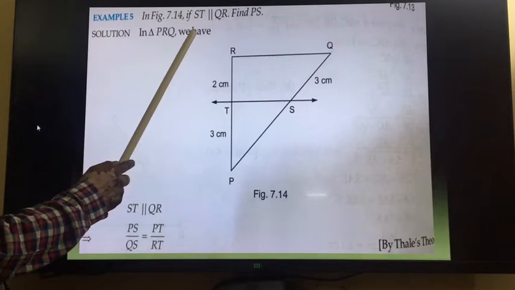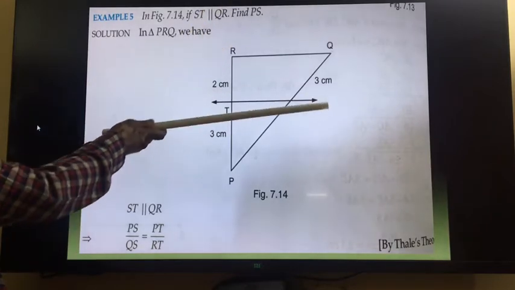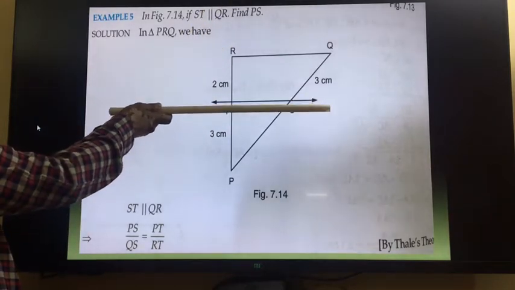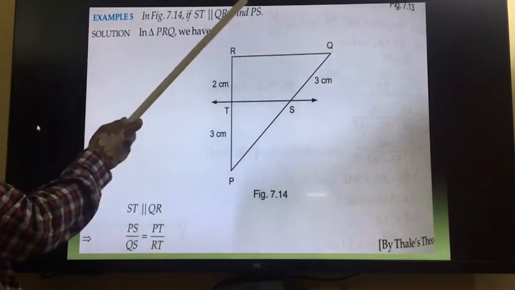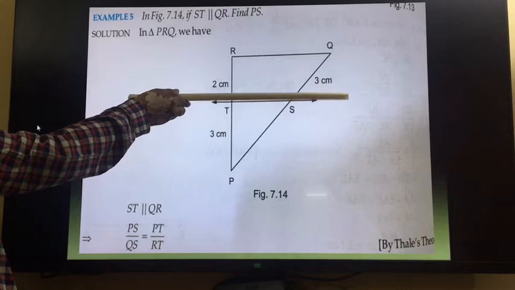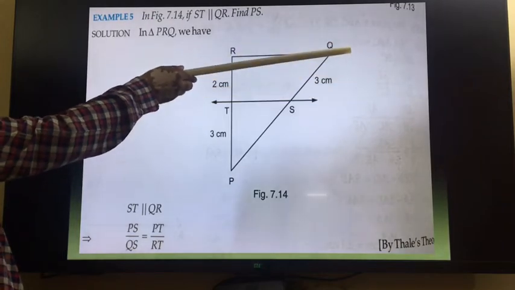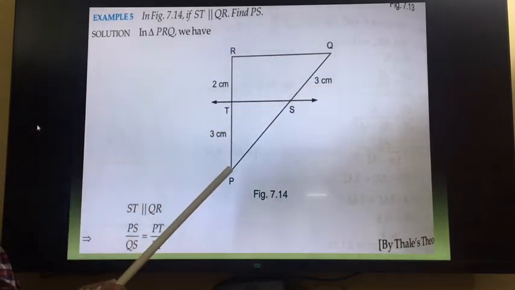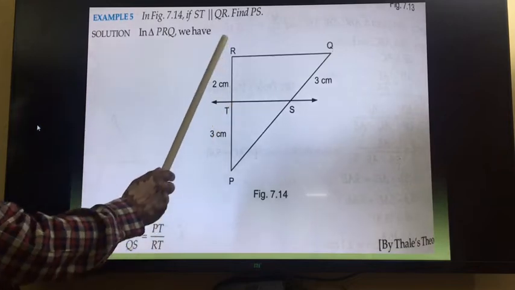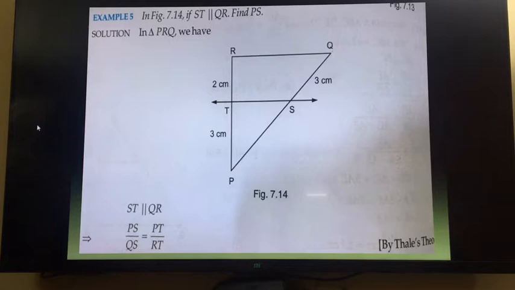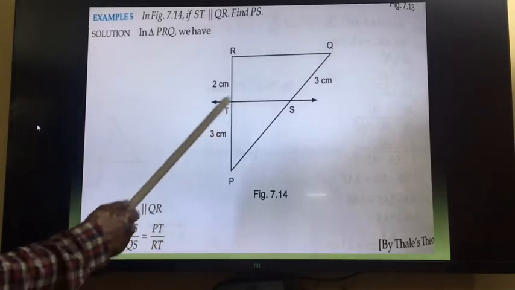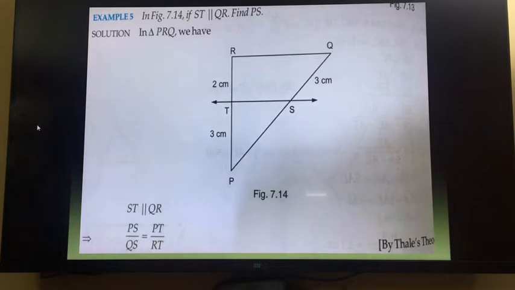See, it is also based on the same topic. TS or ST line is parallel to QR line, it is given. If these are parallel, you have to find out PS. So if these two lines are parallel, then by BPT we can write their ratios are equal. So PT upon TR is equal to PS upon SQ. This method we can apply, and we can put the value and we will get the value of PS.